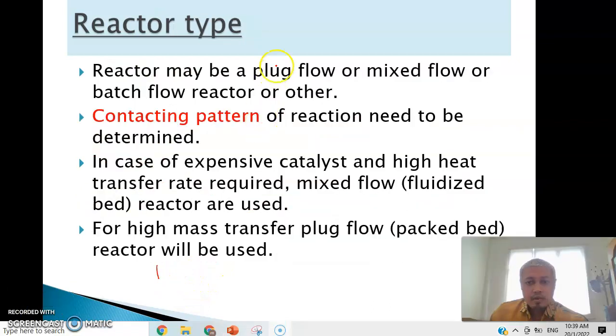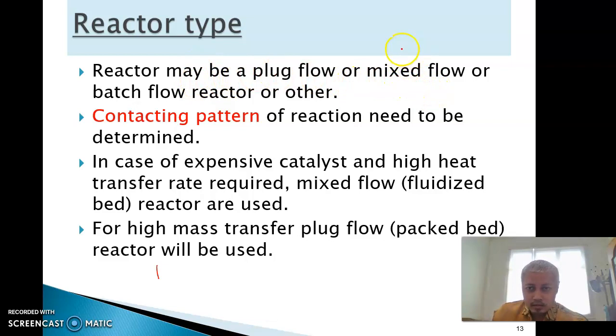For reactor type, reactor may be a plug flow, mixed flow. Mixed flow is CSTR again. So when we talk about CSTR, normally we will have an impeller, right? Stirrer, impeller. So your next step is to study about impeller, the type of impeller, the type of flow. Different impellers have different types of flow, so you need to know that. Study that for your test. Batch flow reactor or other contacting pattern.